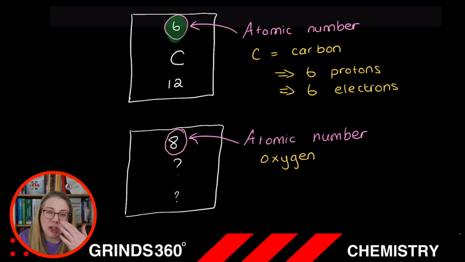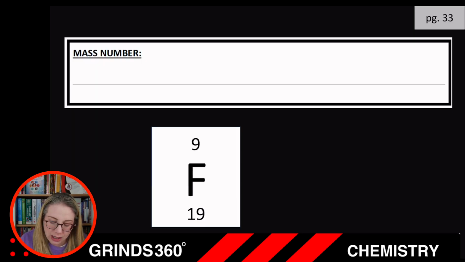Now, how is oxygen different to carbon? Well, it has a different number of protons in the nucleus. The number of protons in the nucleus identifies the element, and you should be given it or information about it in the exam. Now, the mass number is different.